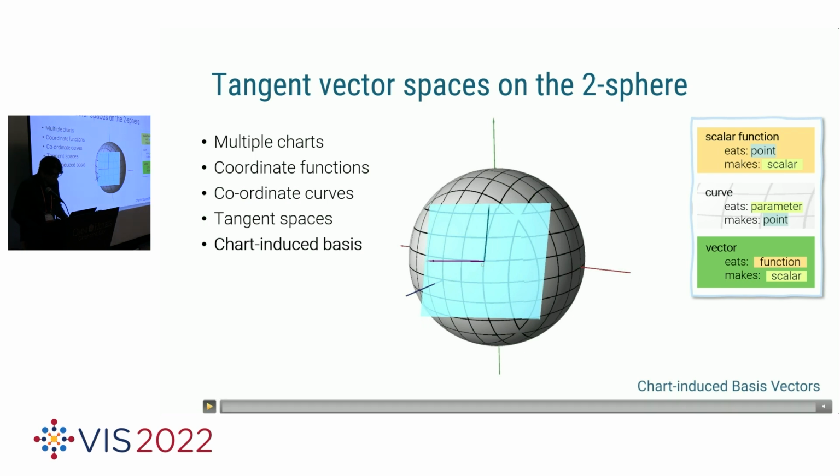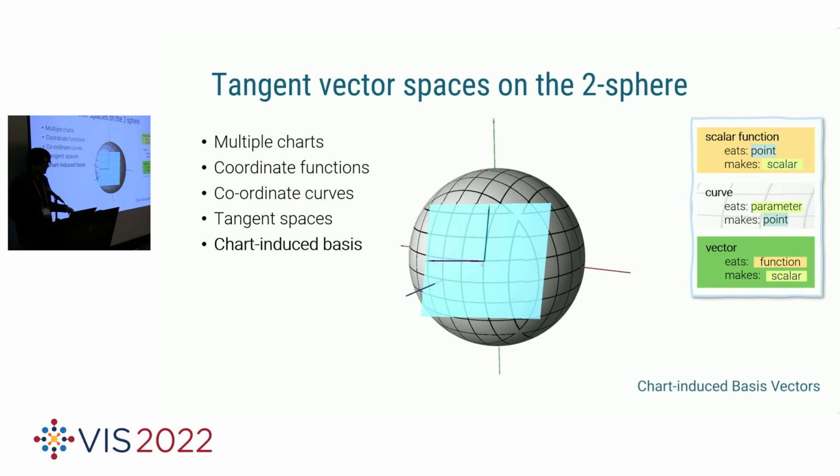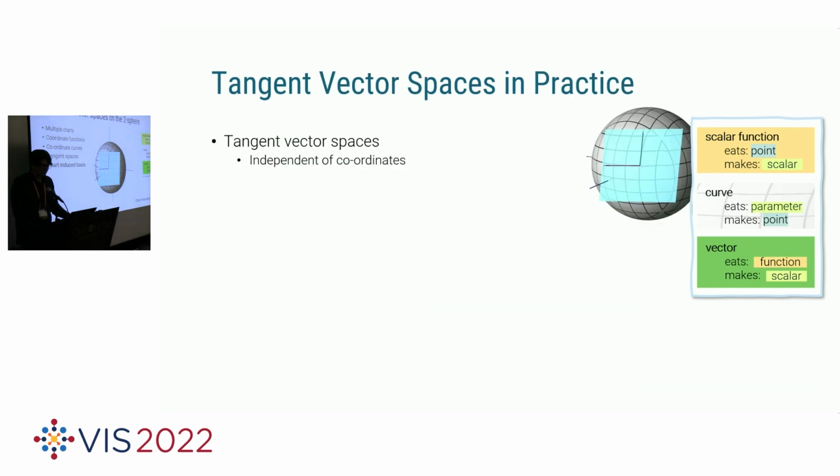Okay, so if you followed, then you could see that when I drag this point between the different tangent spaces, the chart-induced basis vectors always stay tangent to the curves. So this is a simple example where we can now hopefully imagine a bit better how, from a choice of charts, of coordinates, we construct these tangent vector spaces on the sphere.